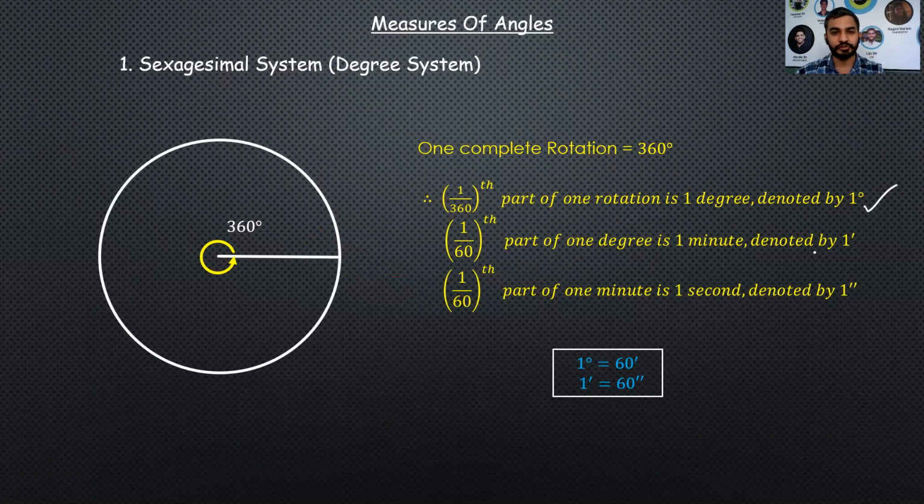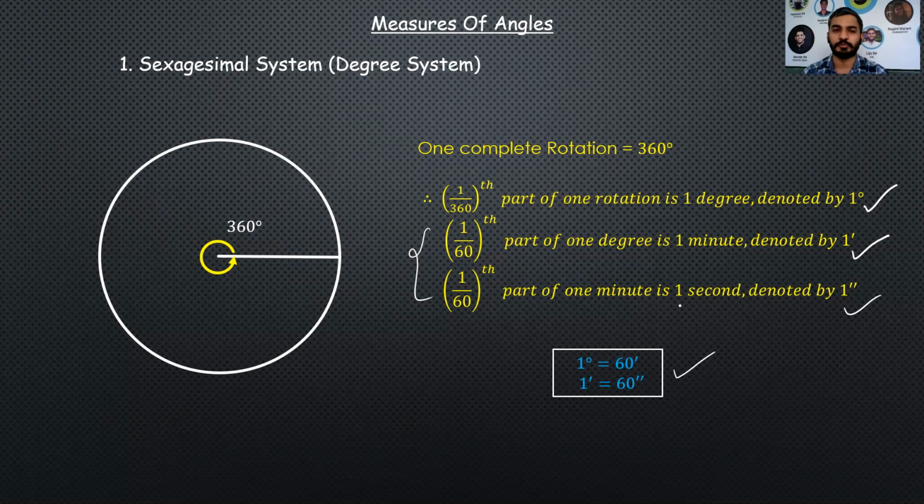But we can further reduce that. If 1 degree is divided into 60 parts, each part is called 1 minute. And if 1 minute is again divided into 60 parts, each part is called 1 second. Keep in mind that this 1 minute and 1 second have nothing to do with time. It just gives you a relation between degree, minute and second. We have done this till 10th standard. The angle is measured in degree, also called the sexagesimal system.